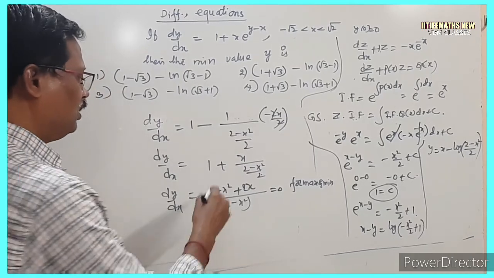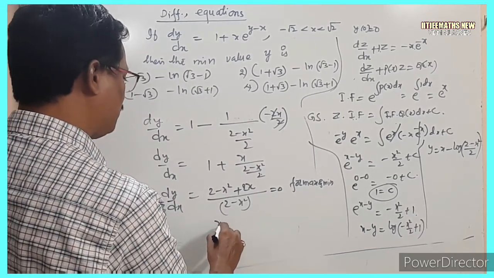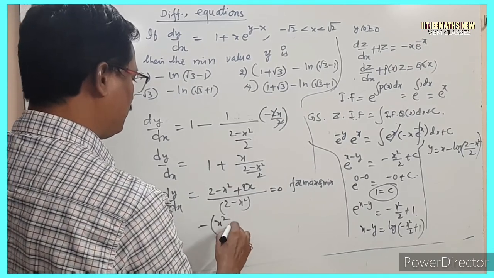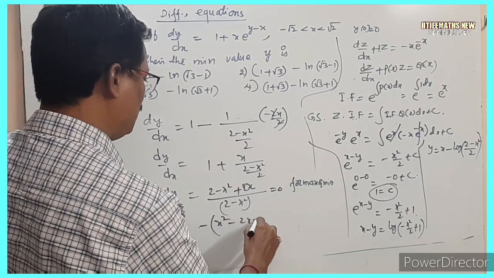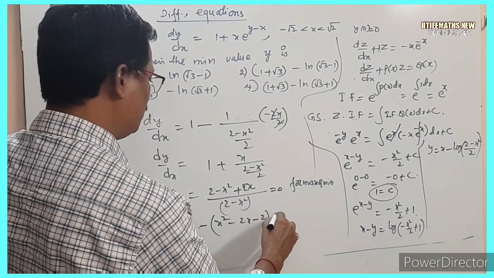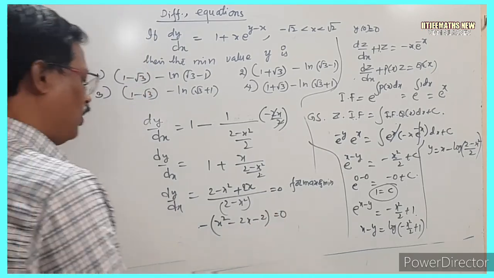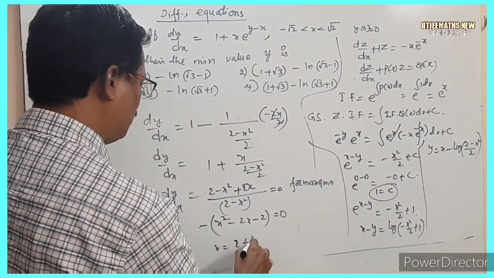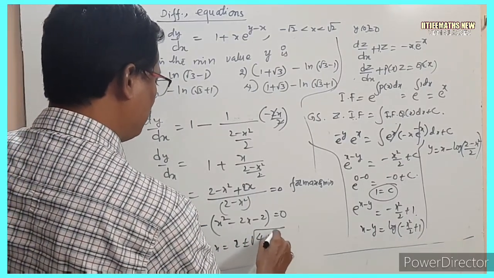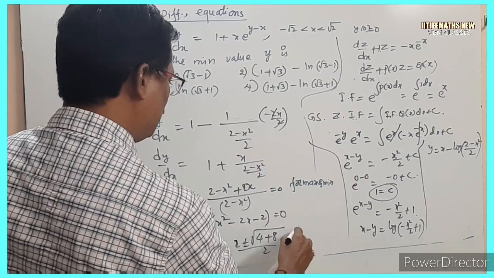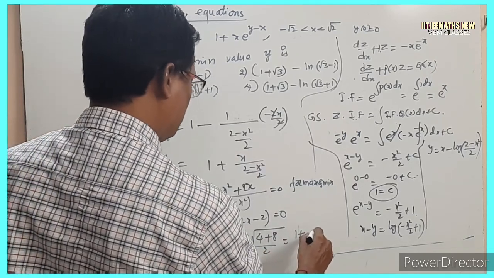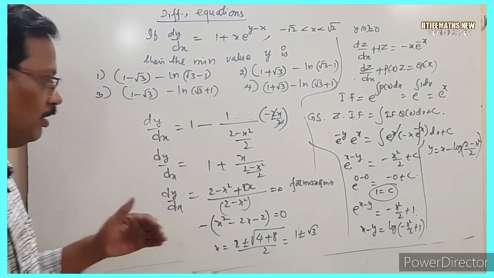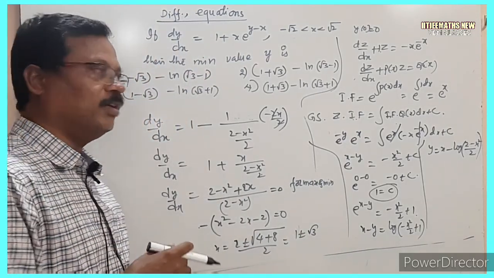Okay, then what about this one? This is minus x square minus 2x minus 2 is equal to 0. What are the roots of this one? x equal to minus b plus or minus under root of b square minus 4ac by 2a. This is 1 plus or minus root 3. Therefore x equal to 1 plus root 3, x is equal to 1 minus root 3.